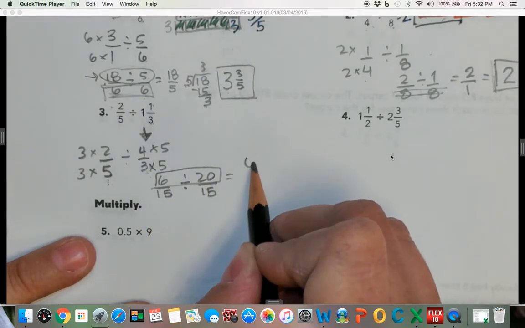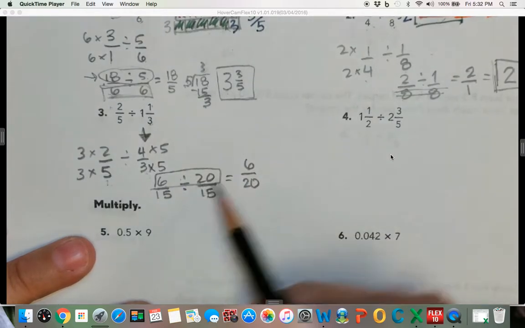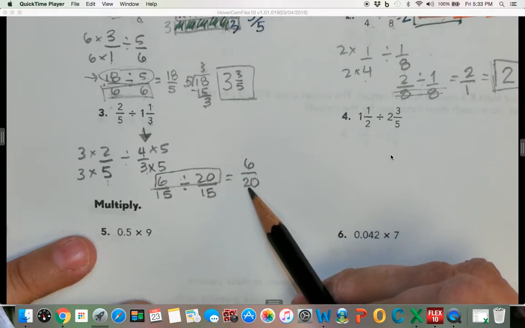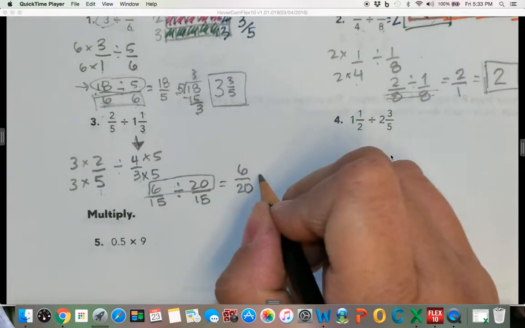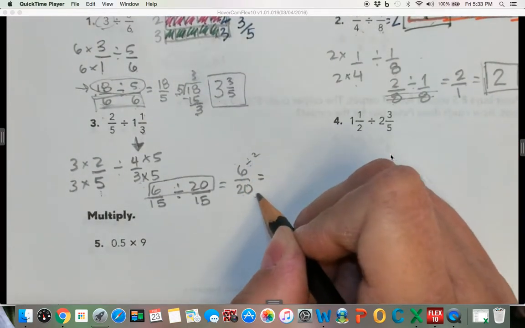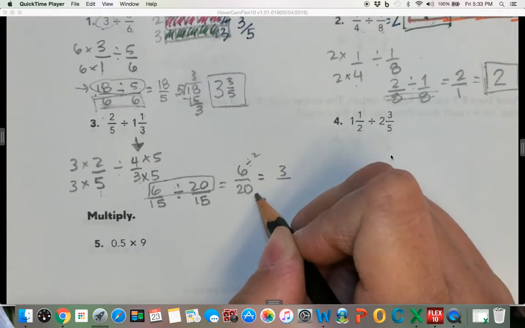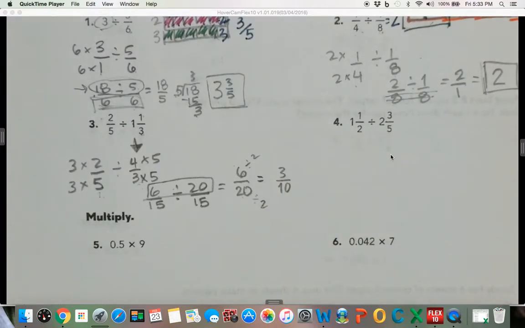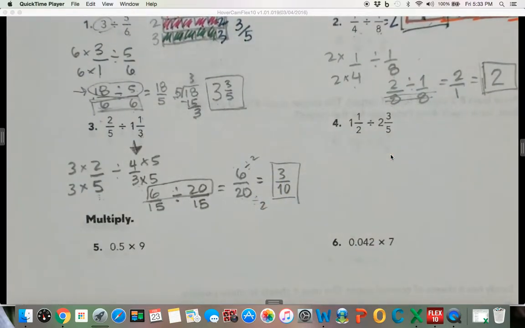6 divided by 20 gives me 6/20. Remember, 6 divided by 20, that means the same thing here. All I have to do now is simplify. Divide this by 2, divide this by 2. 6 divided by 2 is 3. 20 divided by 2 is 10. There's nothing else that goes into 3 and 10 equally. So 3/10 is my answer.